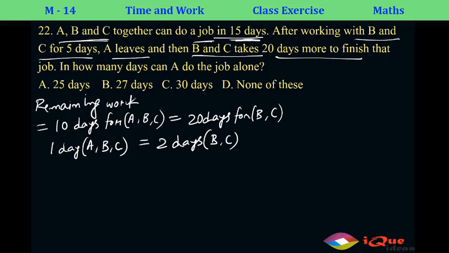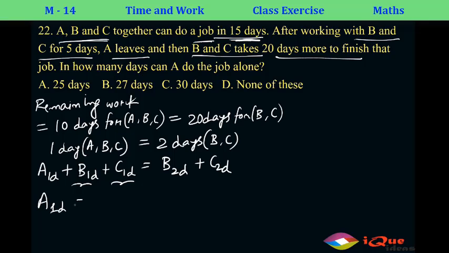Here you can directly see that A is equivalent to B and C combined together. Now to understand that, let me separate it. 1 day work of ABC, I'll write it as A 1 day work plus B 1 day work plus C 1 day work is equal to B 2 days work plus C 2 days work. Now send B and C work on the other side. So it will become A 1 day work equal to B 2 days minus B 1 day, so it will become B 1 day work. Now C 2 days minus C 1 day, it will become C 1 day work.